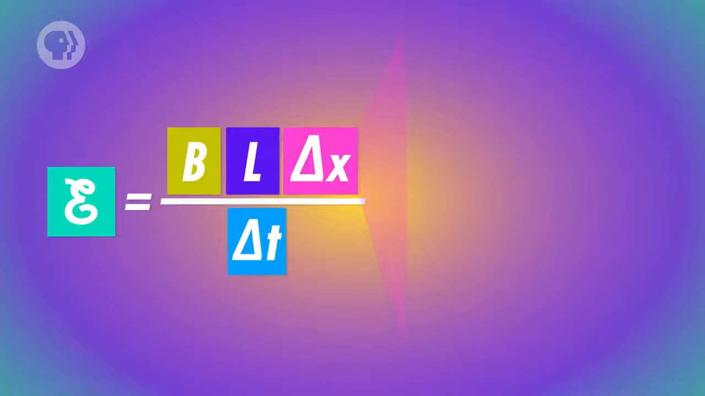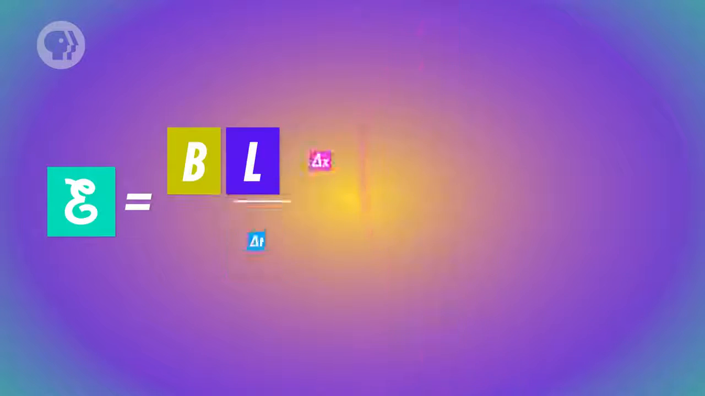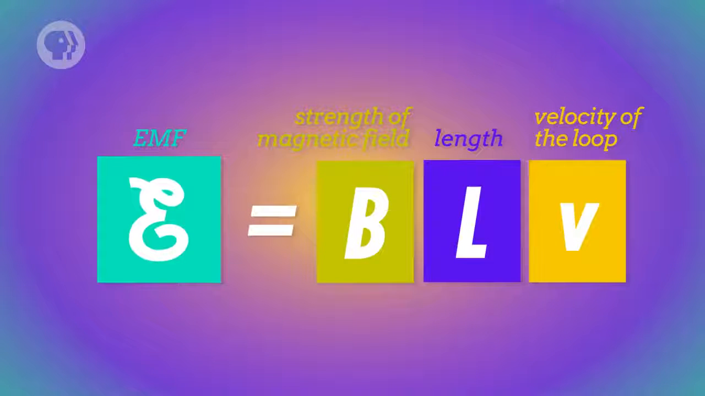Thankfully, there's a way to simplify all of this. The change in x over the change in time should look familiar. It's just equal to the velocity of the loop as you move it out of the magnetic field. So when you move a loop of wire in or out of a magnetic field, the strength of the induced EMF is equal to the strength of the magnetic field times the length of the loop times the velocity of the loop. Using a magnetic field to induce a current is useful for all kinds of reasons.